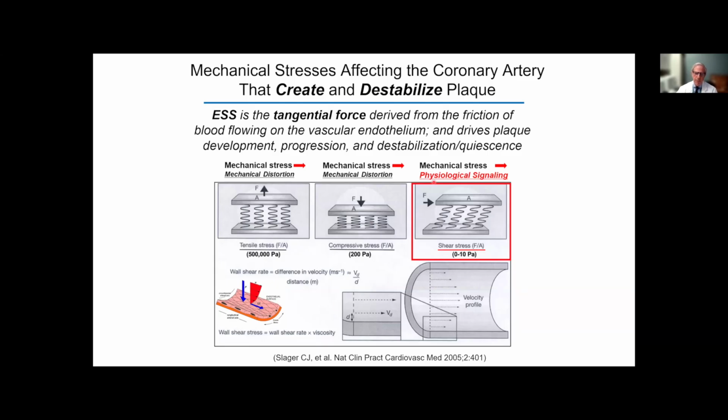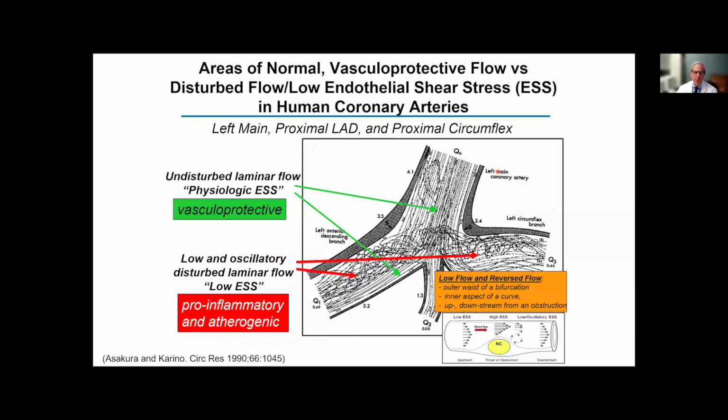And you'll see on the right upper panel that it is a minuscule amount of physical force, in the range of 0 to 10 pascals, minuscule compared to tensile stress or compressive stress, but it uniquely works purely by physiologic signaling. And so a minuscule signal can lead to gigantic anatomic events. This is an illustration of the patterns of shear stress of the blood flowing across a coronary artery endothelial area.